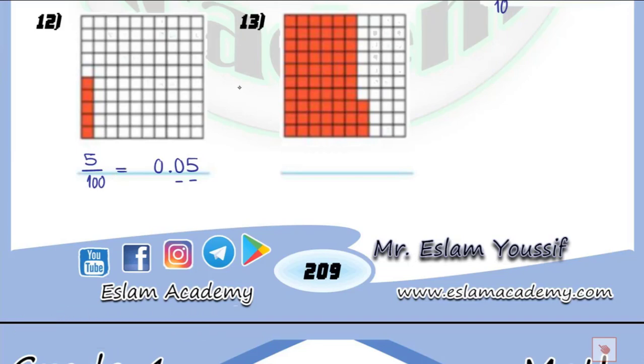The same in question number 13. Count how many columns that we have. You will find that we have 6 columns. After that, we count the small squares. So it will be 3. So 6 columns means 60, and 3 small squares means 63. So it will be 63 out of 100. Now we need to write it as a decimal. So it will be equal to 63. Because we have 100 down, we'll put the decimal point after 2 digits from the right. So the answer now will be equal to 0.63.